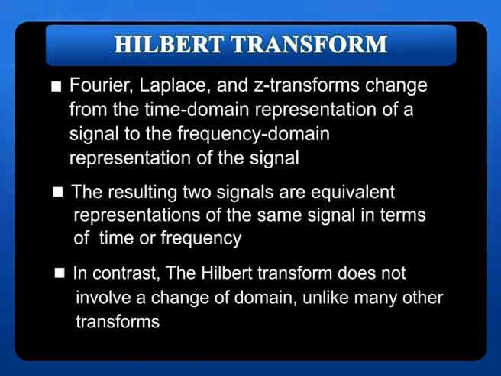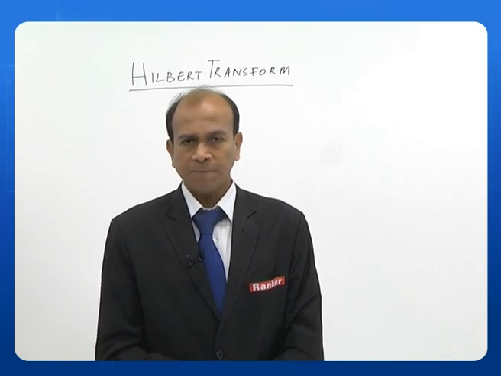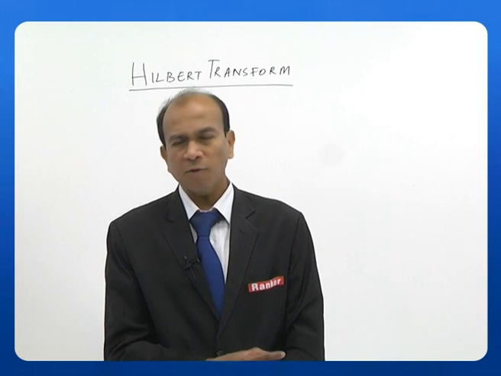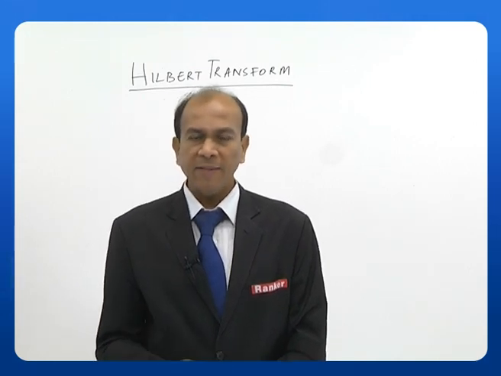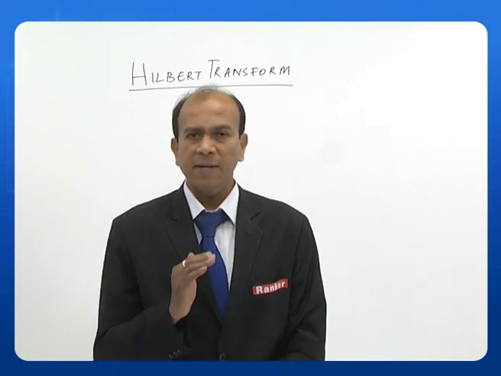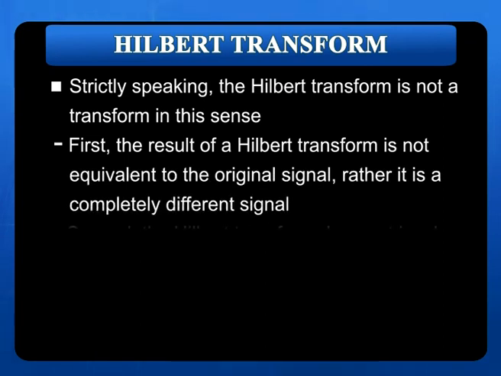So, the major difference between the Hilbert transform and other transforms is that in the Hilbert transform, there is no change in domain. For example, the Hilbert transform is in the time domain only, but it is a completely different representation of the signal that is given to it as input. So, that is a Hilbert transform. Okay, so the Hilbert transform is basically not a transform, but it does the following things. The result of a Hilbert transform is not equivalent to the original signal, rather it is a completely different signal.